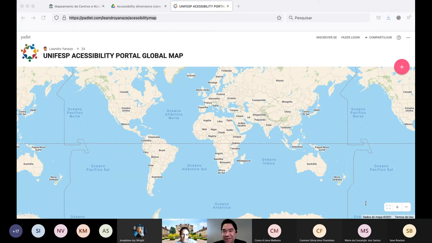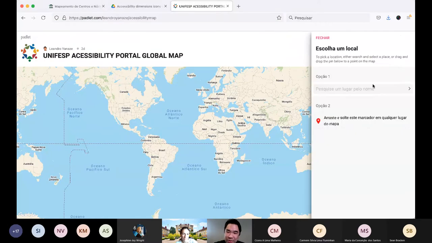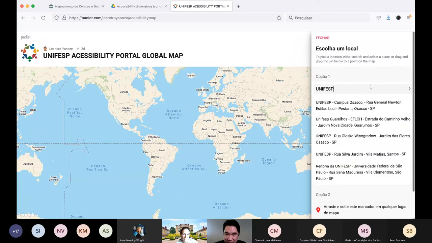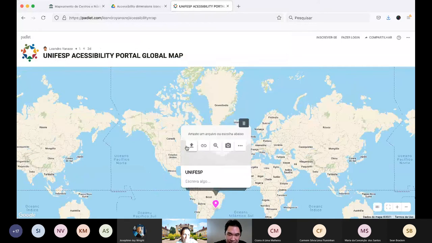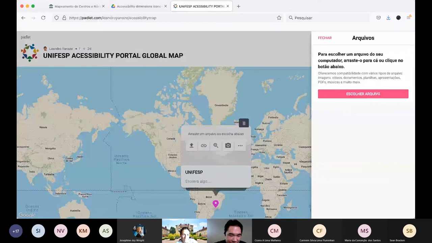You can take any of the icons of the accessibility dimensions, and to inspire you, I will post a new experience we are trying to do here in UNIFESP. So I encourage you all to also share your experience in this map. I will do an example. So I will click here to add a new post. I will use UNIFESP Reitoria, that's where we are. I will rename this to just UNIFESP. I will put the attitudinal icon, because it's about a project to help improve attitudinal accessibility.